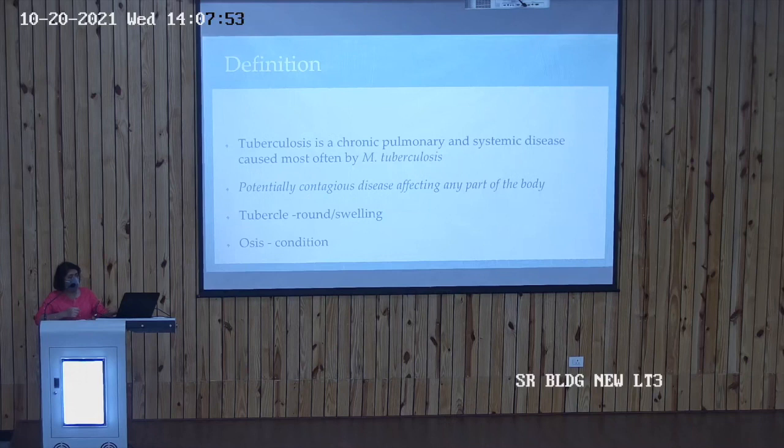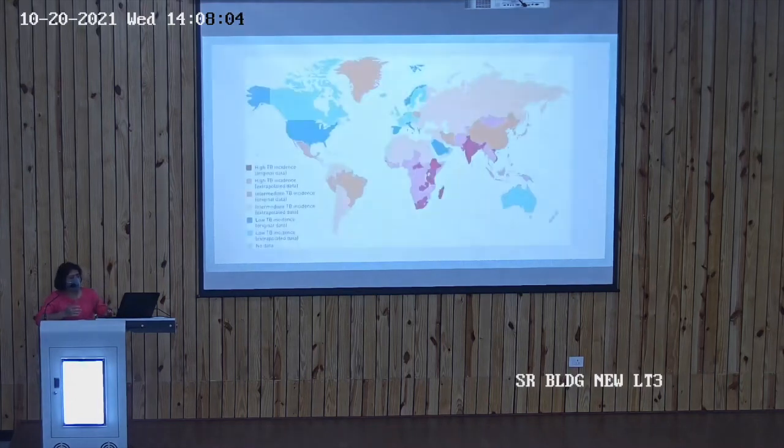What does the term tuberculosis basically mean? A tubercle is something like a round swelling on your body. Wherever you find a swelling, you can call it a tubercle, and osis is nothing but the disease or the condition. Now this is a world map. All you have to focus on is that wherever it is deep pink, those are the high incidence places of TB, and wherever it is blue or a lighter shade, those are the low incidence places. As you can see, India definitely has the highest incidence, and the rest of it is in Africa.